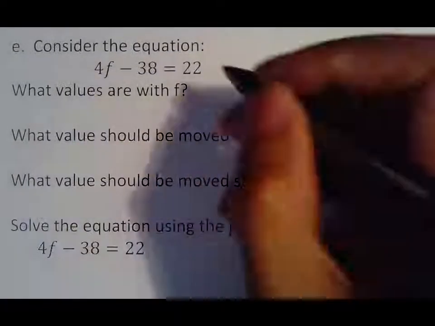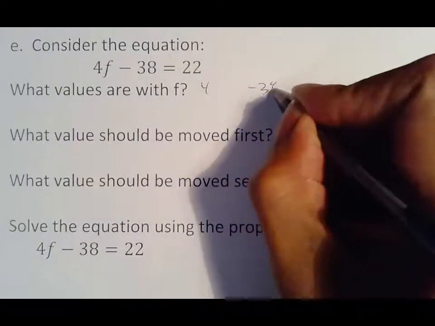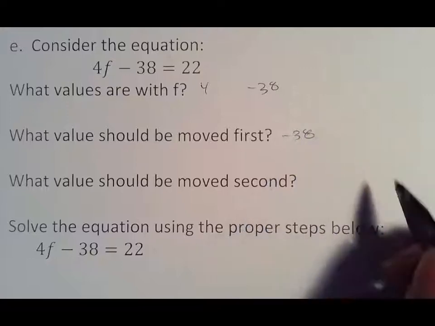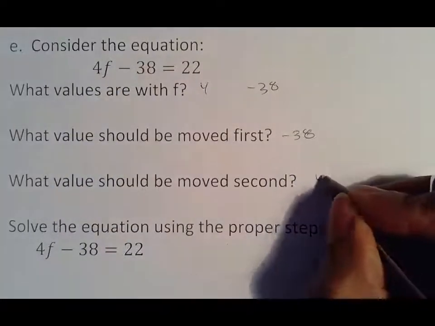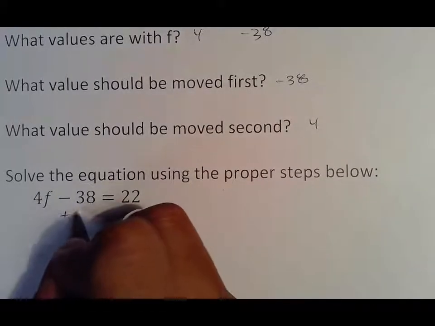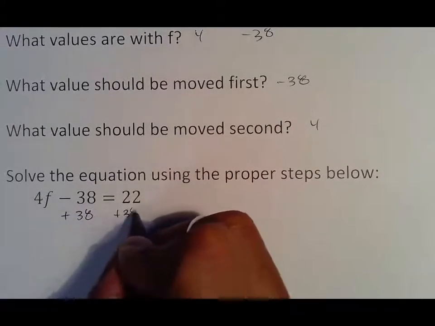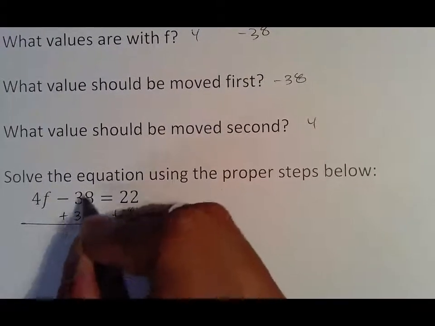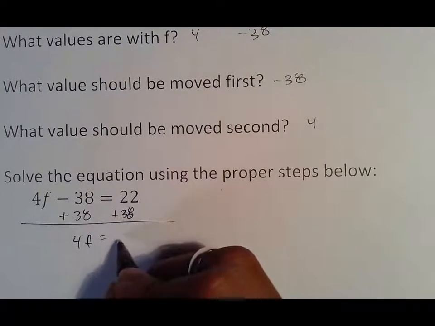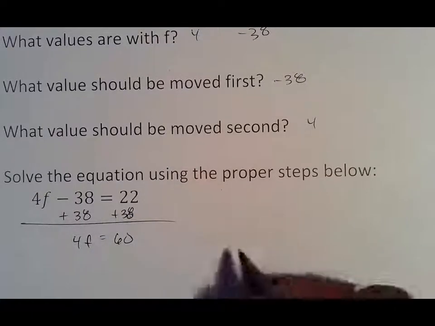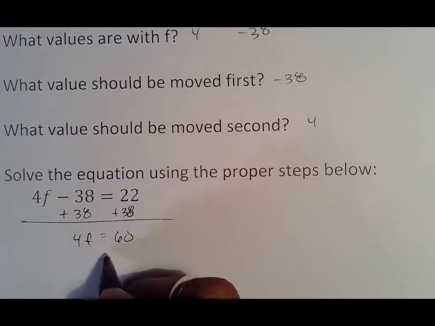What values are with F? 4 and negative 38. The added or subtracted value needs to go first. So the negative 38 should move first. The connected value should move last. So how do we move a negative 38? By putting a positive 38 on both sides. 4F comes down. That goes away. 22 and 38 make, I believe, 60, because 2 plus 8 is 10. Carry the 1. 4 times F is 60.